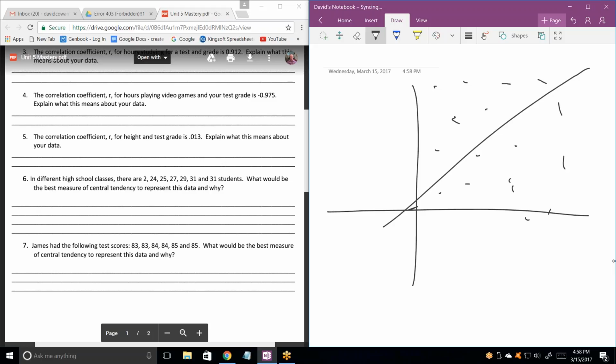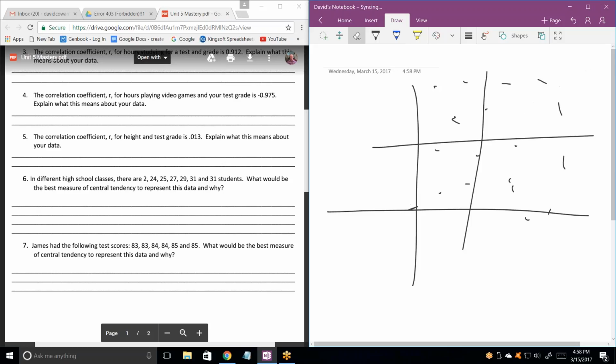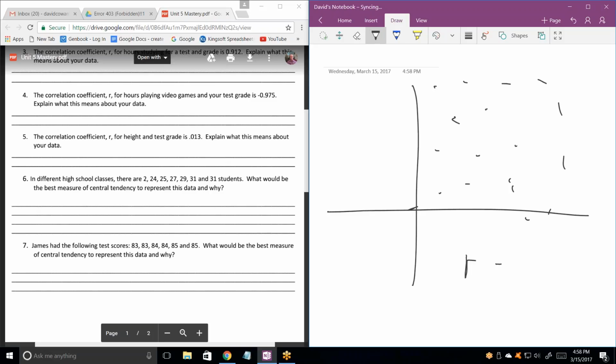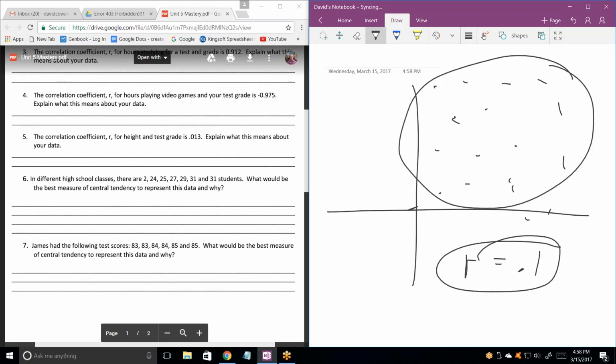But there aren't very many good lines. I can't draw a line through that. I can draw it that way, I can draw it that way, but none of them are any good. So that's going to have a very low correlation coefficient, maybe an R of 0.1. In other words, the closer it is to 0, the worse the dots go into a straight line.